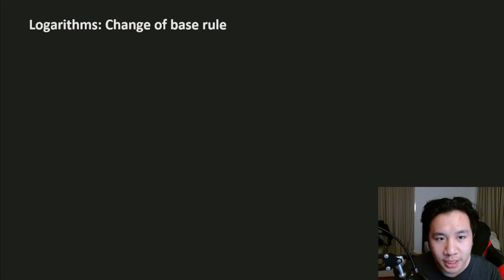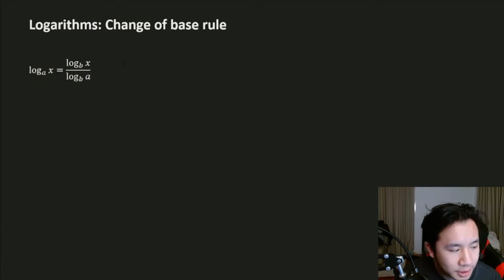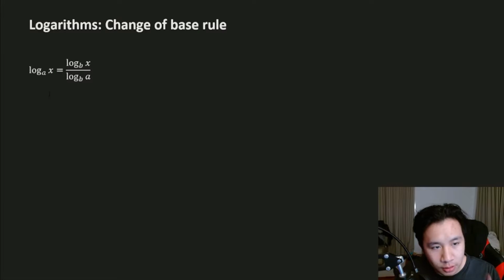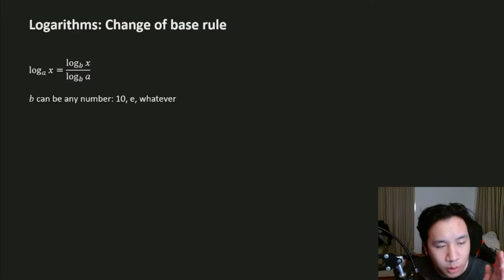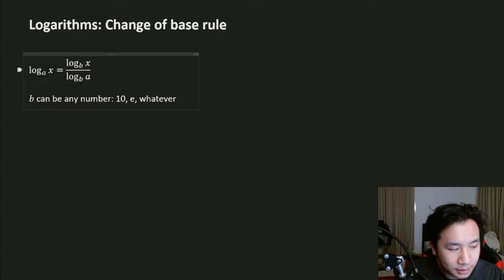Today, we'll be looking at the change of base rule. The change of base rule is given by this: if you have log_a x, then that is equal to log_b x over log_b a. What's important to note is that b can be any number, like 10, e, whatever. It doesn't really matter, as long as the bases are the same.